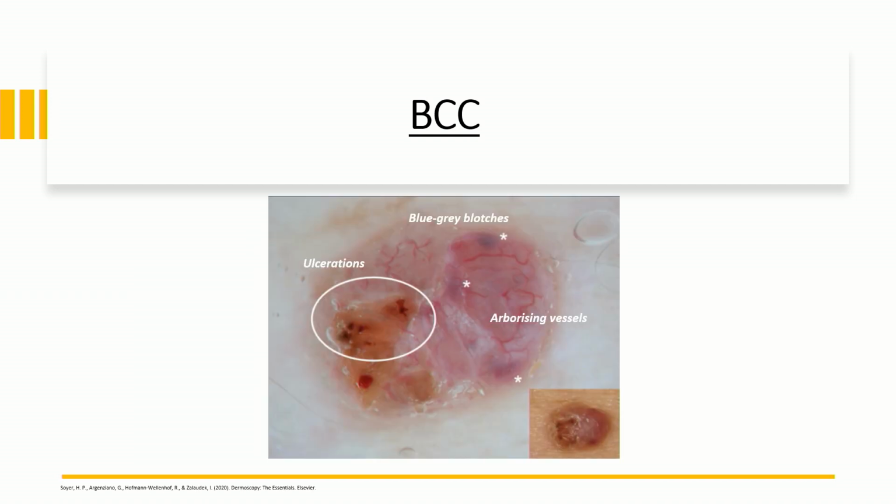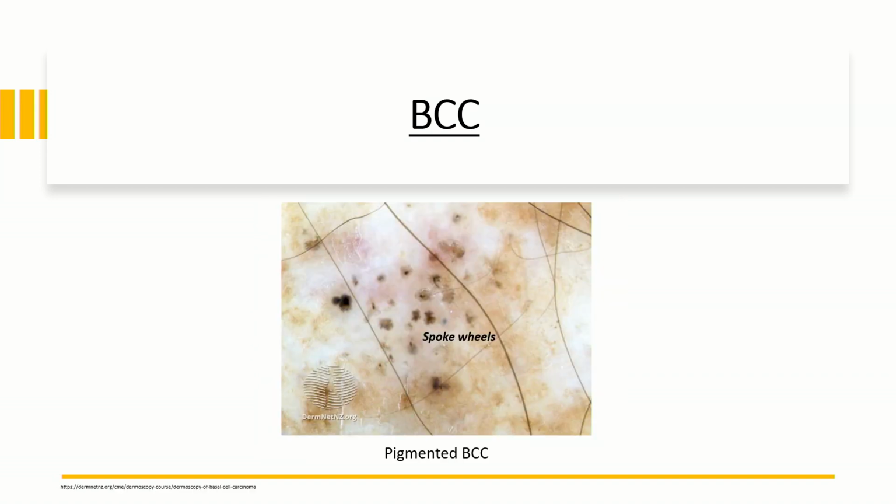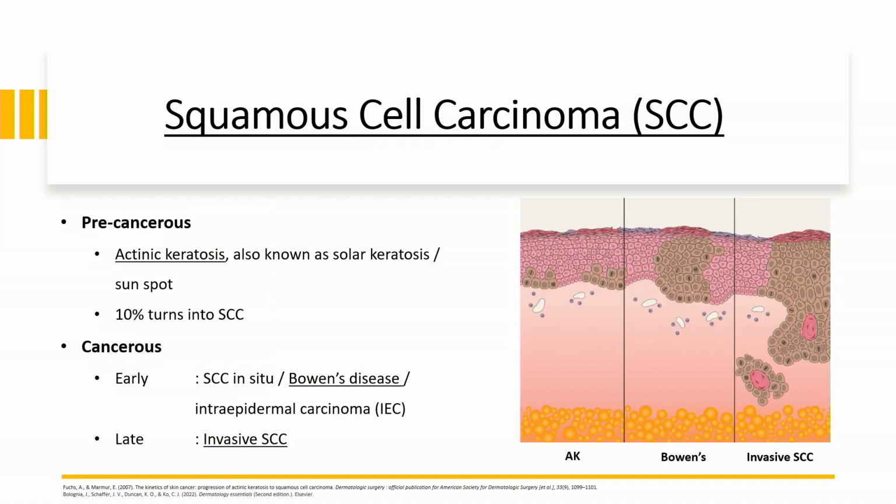So this is BCC, as I mentioned, some of the features: arborizing vessels. Arborizing is tree-like, or branching-like. Then you see the blue-gray globules, blotches, and it's got ulceration over here. And just over the corner, you can see this is what it looks like. As I mentioned, it doesn't look like the pearly white nodule that you normally hear about. And this one, again, is a pigmented BCC with nice spoke wheels on it.